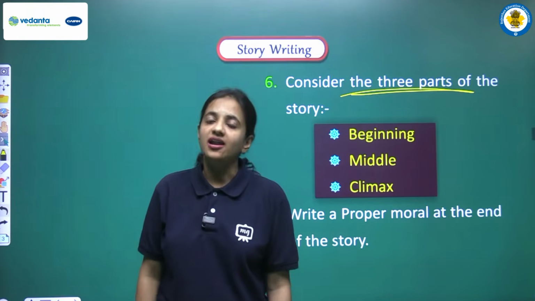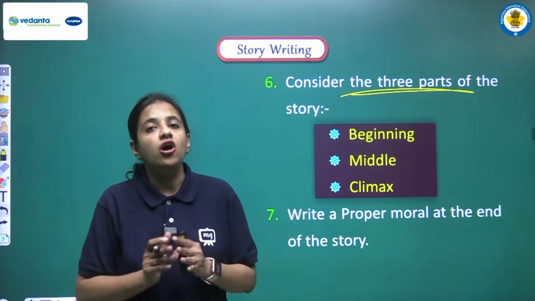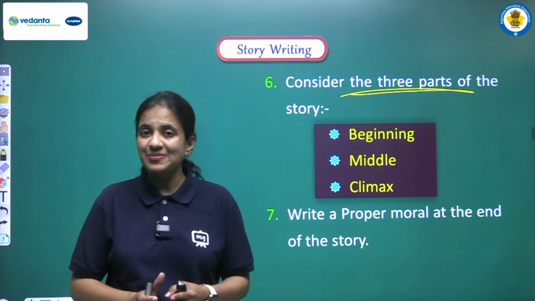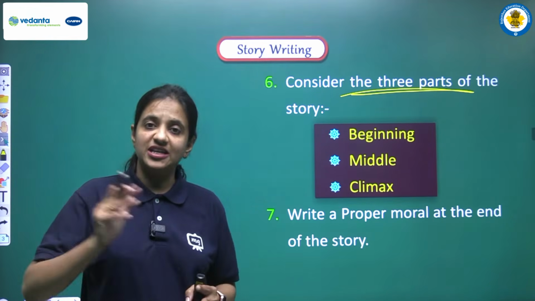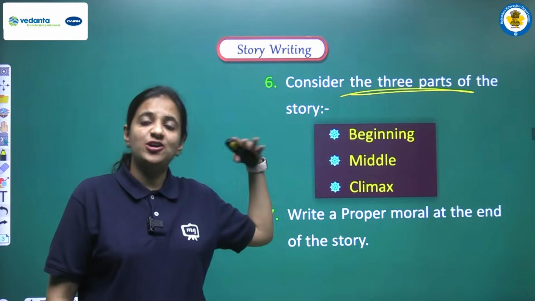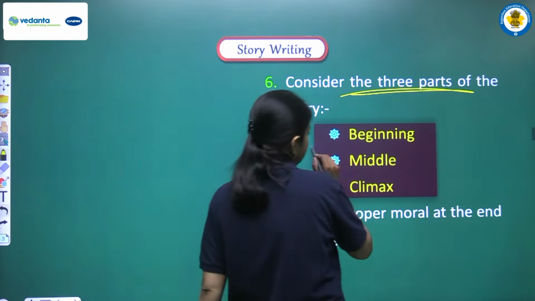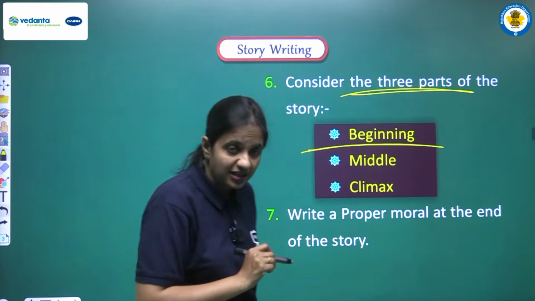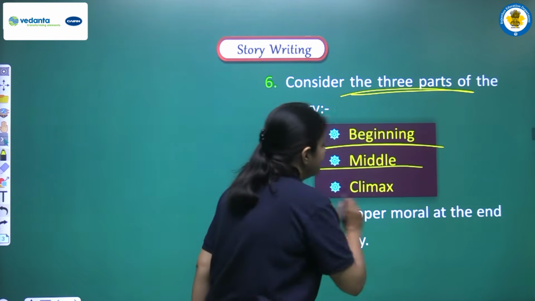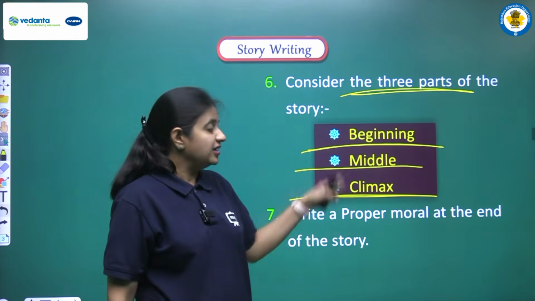Whenever we are reading or writing any story, always in a story there are 3 main parts. So what are these 3 main parts? We have to take care of these 3 main parts when we are writing the story. So first of all, let's try to understand these 3 important parts. In each and every story there is a beginning, then the next part is the middle part, and after that the last part is known as the climax of the story.